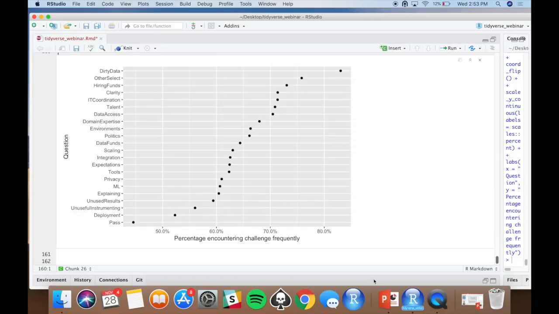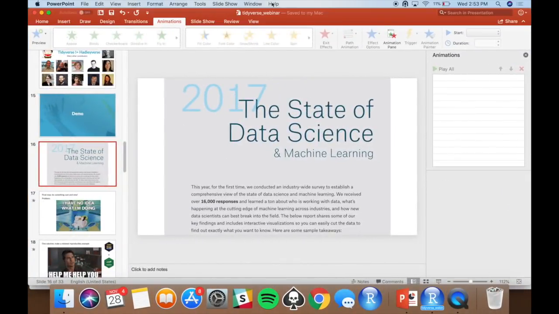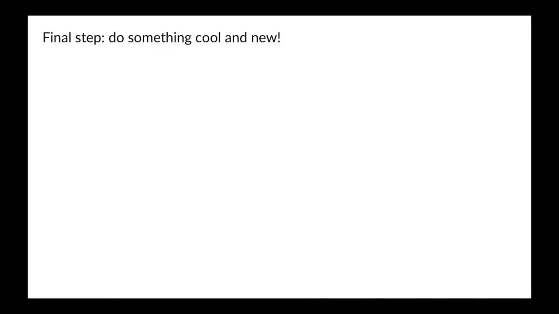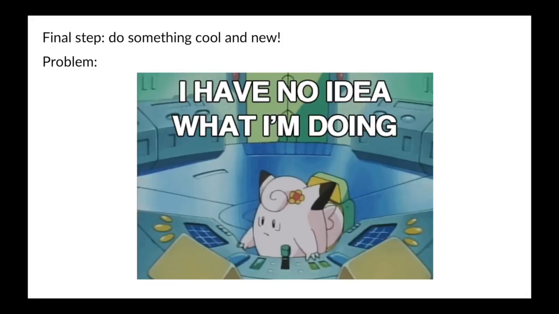All right, so now I'm going to return a little bit to the presentation to kind of wrap things up. So let's go ahead and play that again. Okay, so your final step when you're doing this sort of thing is to try something cool and new. But what's one thing that can happen? Well, you can just have no idea what you're doing. So the problem could be that you're trying something new, but you can't figure out how to do it, and where do you go and get help?